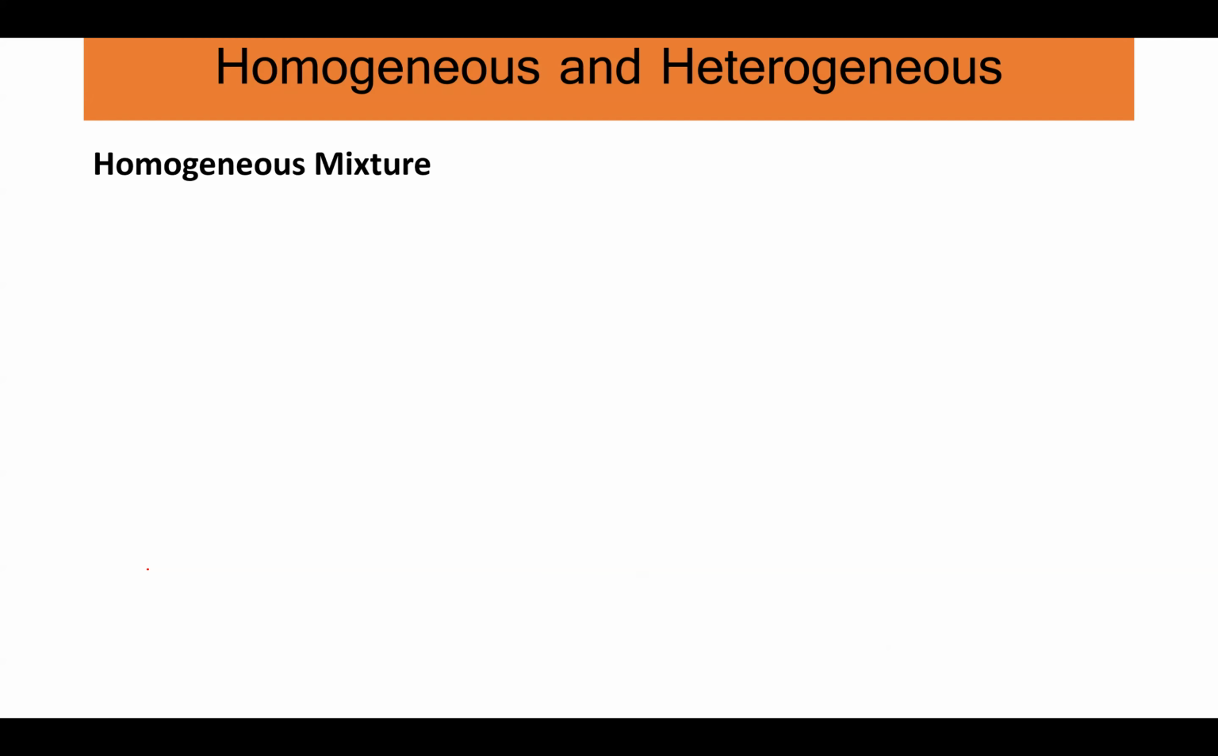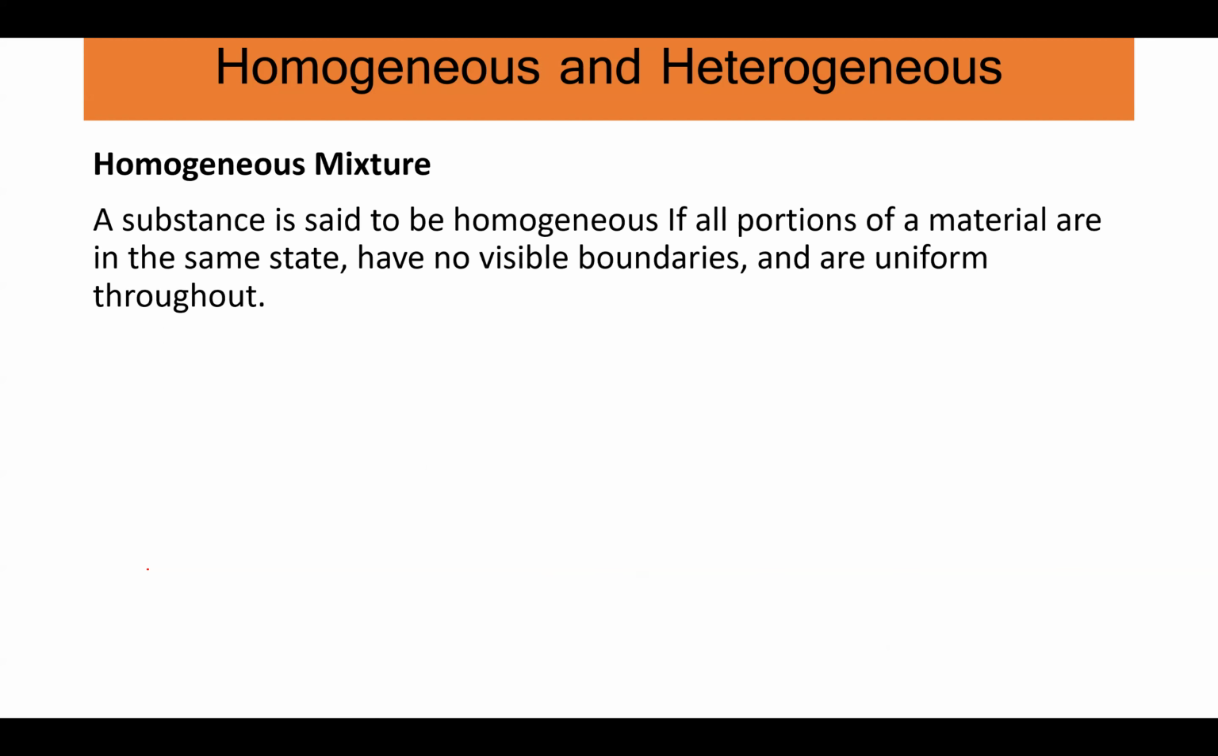What is a homogeneous mixture? So you have a pure substance and mixture substance, yes? But mixture substance classifies further into homogeneous and heterogeneous. So a substance is said to be homogeneous if all portions of the material are in the same state and have no visible boundaries and are uniform throughout.